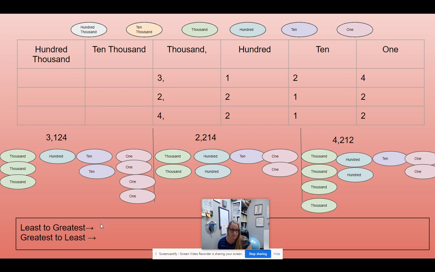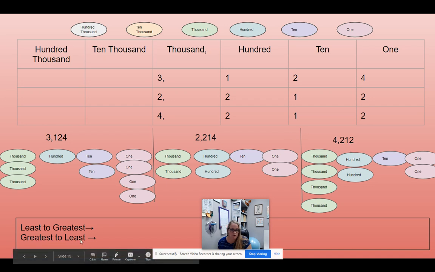So the first number I'm going to write is 2,214. Then I'm going to write the next smallest number. So the next smallest number, is that going to be 3,000 or 4,000? That's right, 3,000 is next. So then I would write 3,124. And then finally, I would write 4,212.